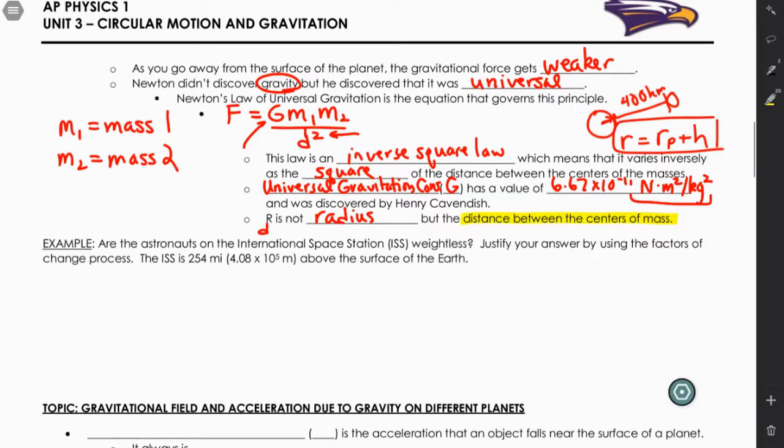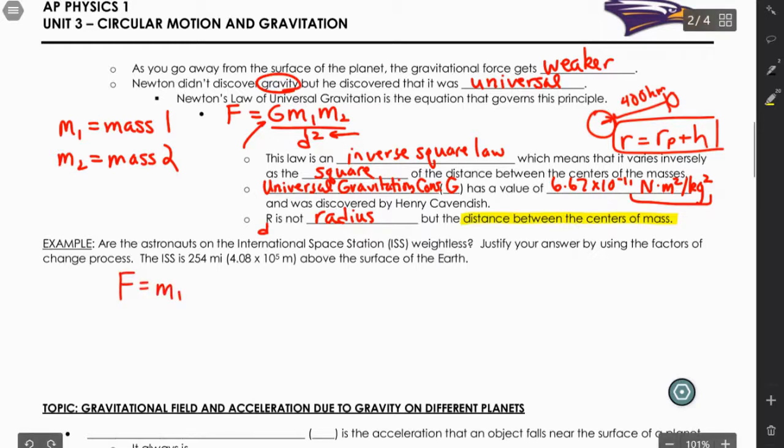And so here's another factors of change example. And the question is, are the astronauts on the International Space Station weightless? So you see pictures of them floating around, but are they actually weightless at that point in time? And then you justify your answer by using the factors of change process. And so here's our formula that we're going to look at.